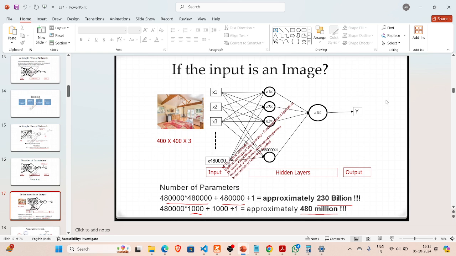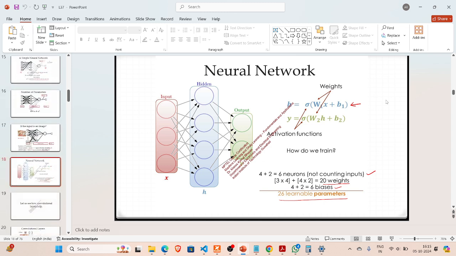Next, when we are using fully connected neural networks, the number of parameters very quickly blows up. As you can see, a quite small image, 400 x 400 x 3, has approximately 230 billion parameters, and that is what you can see.